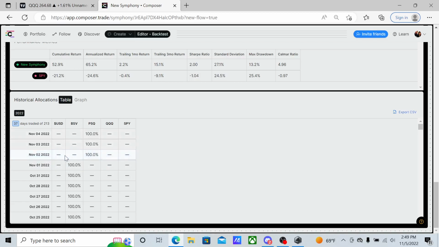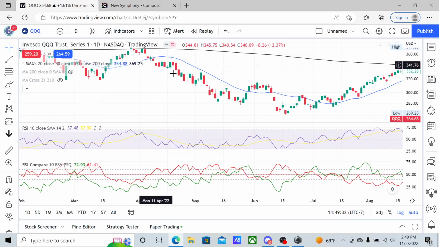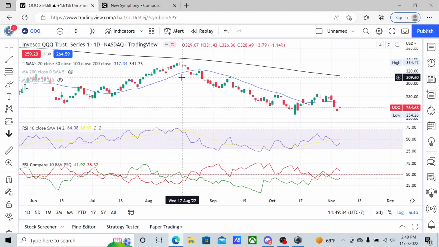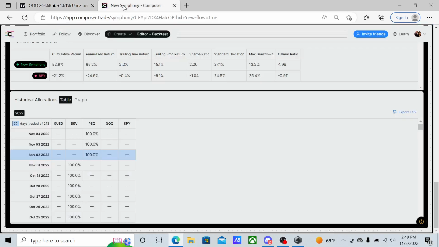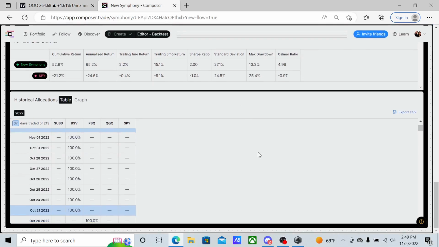I don't know if people know, but it went into PSQ on November 2nd, but really what this means is it went into PSQ at the end of the day on November 2nd. It doesn't mean that it was in PSQ the entire day. I don't know if a lot of people know that or not, but I figured that out by comparing these holdings versus looking at the charts in TradingView. But anyway, that's just a quick little side note.